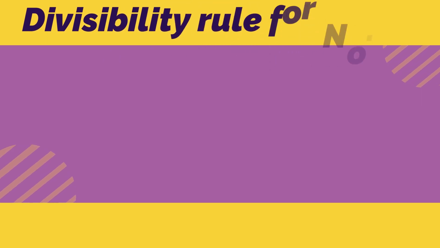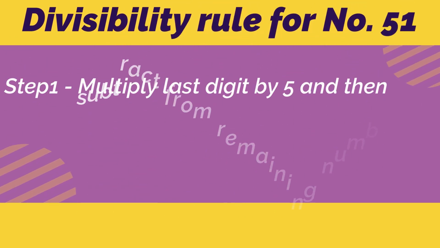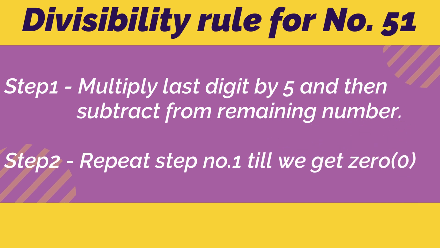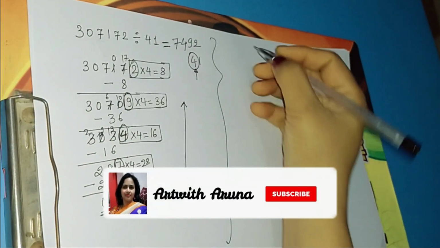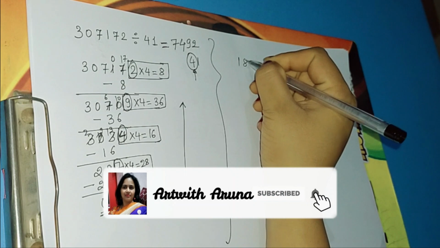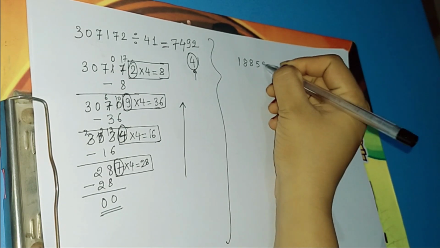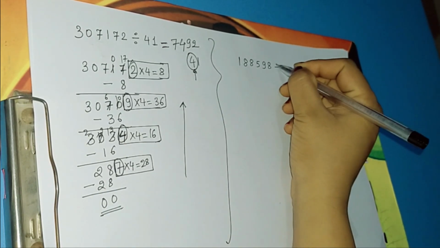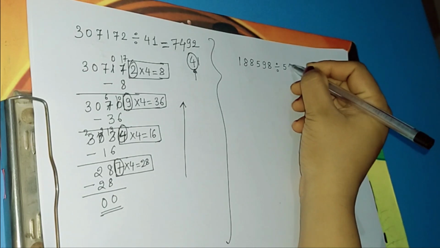Divisibility rule for number 51 contains two steps. Step 1: Multiply last digit by 5 and then subtract from remaining number. Step 2: Repeat step 1 till we get 0. Let's take the number 1,88,598 and check whether it is divisible by 51 or not.